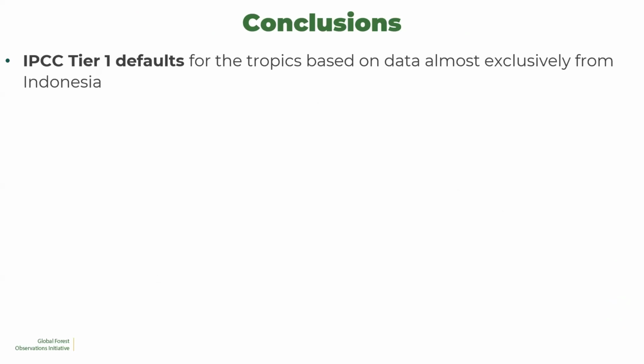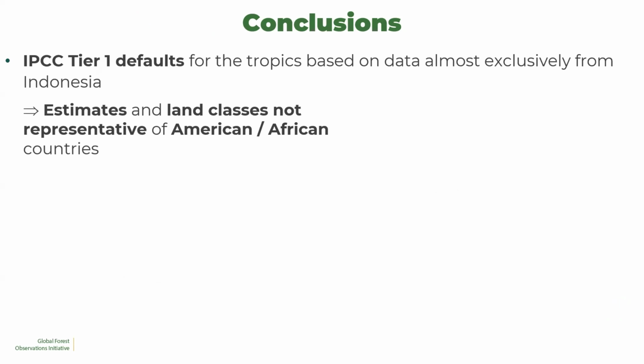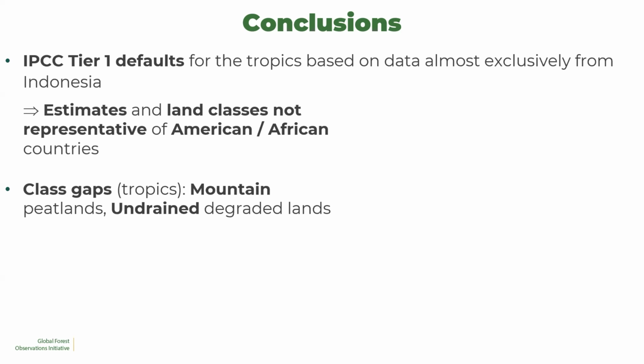So to conclude this talk, I wanted to highlight that the IPCC defaults for the tropics are based on data almost exclusively from Indonesia. And so the estimates and the land classes may not be representative of American or African countries. There are important class gaps in the tropics, but also elsewhere. As Maria mentioned before, one of the gaps is mountain peatlands, and the other is undrained degraded peatlands.